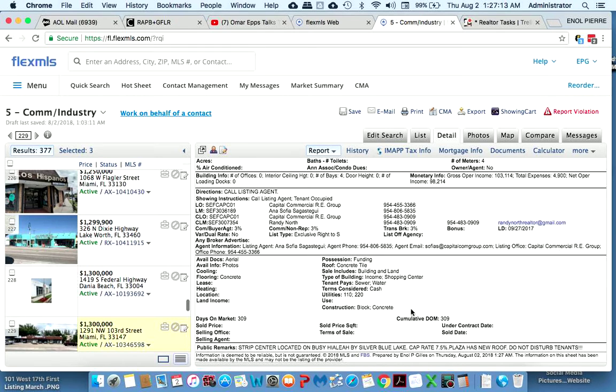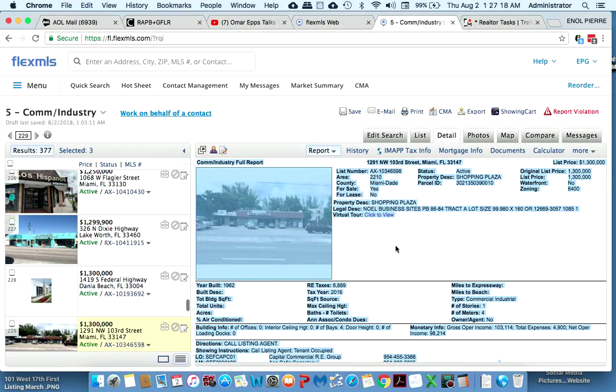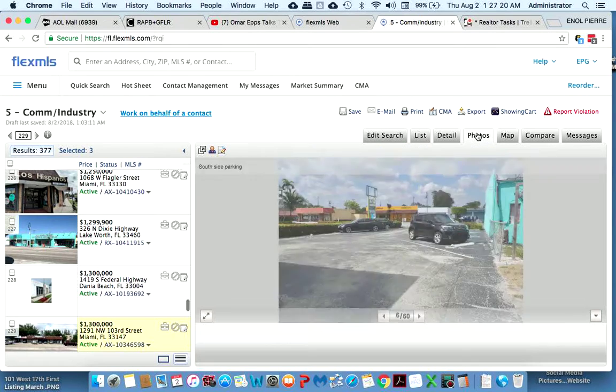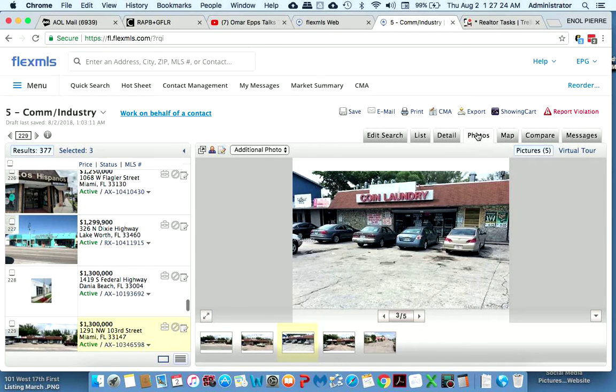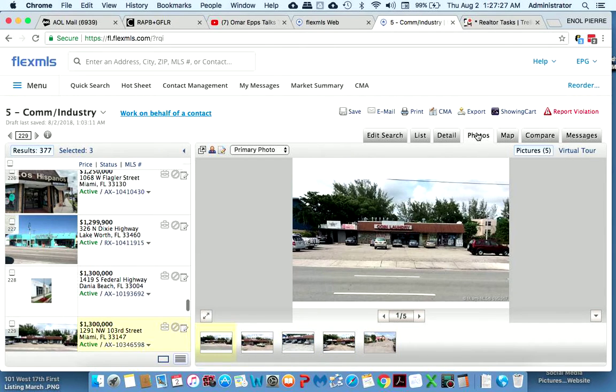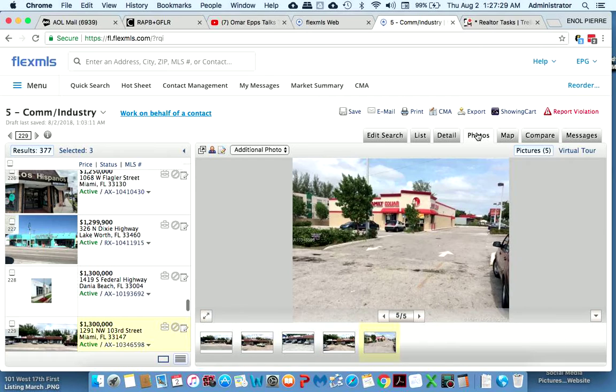See, this makes a little sense. This is something that we would look into. This is a strip center. This is like what we're looking for. Has a coin laundry. Has a couple things. We're looking for something similar to this. It's a whole center.